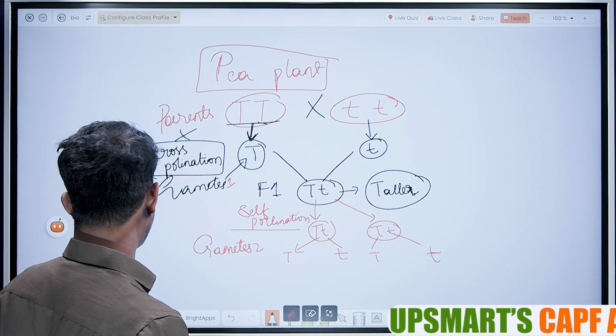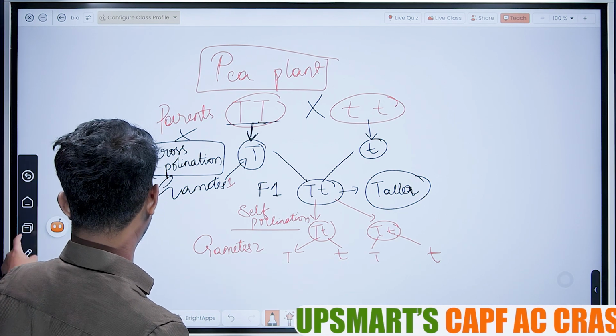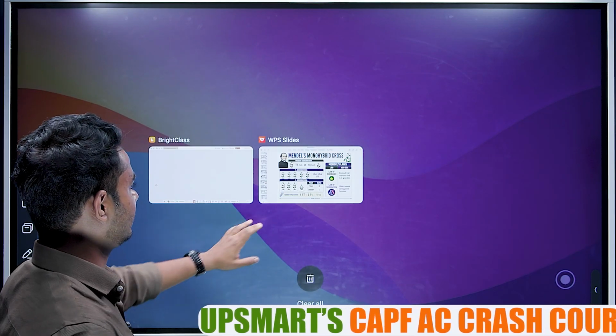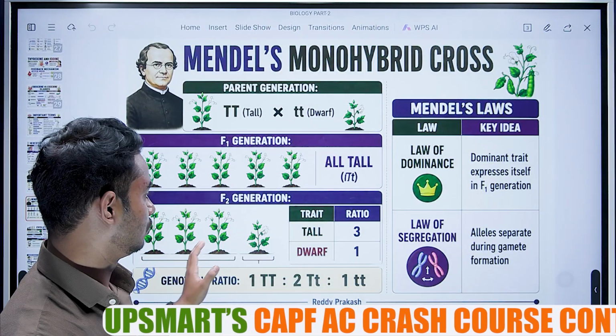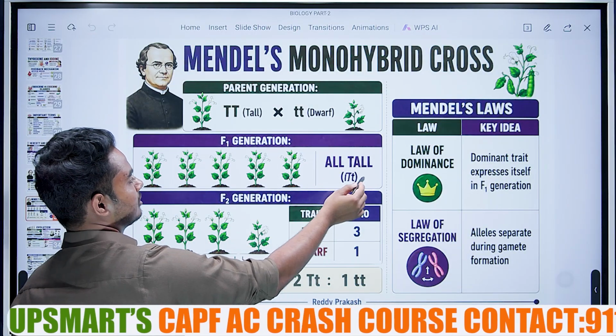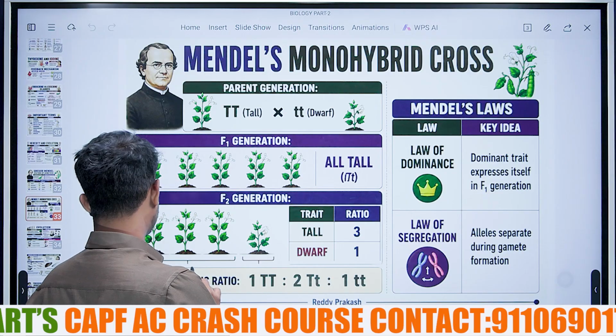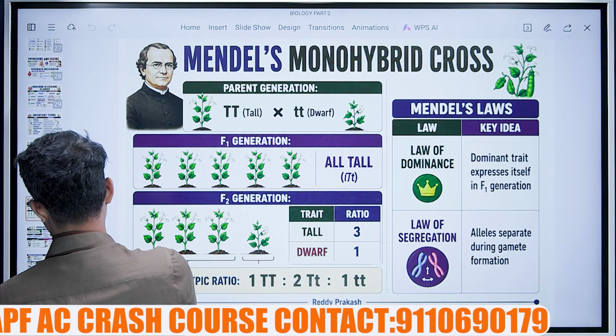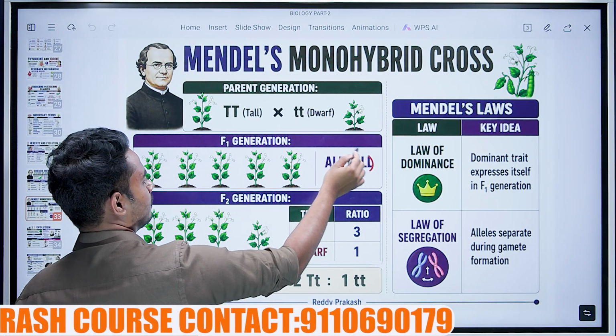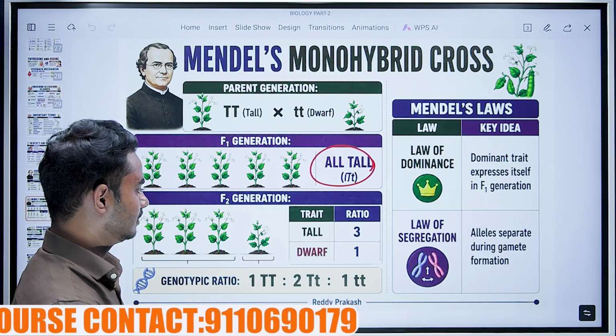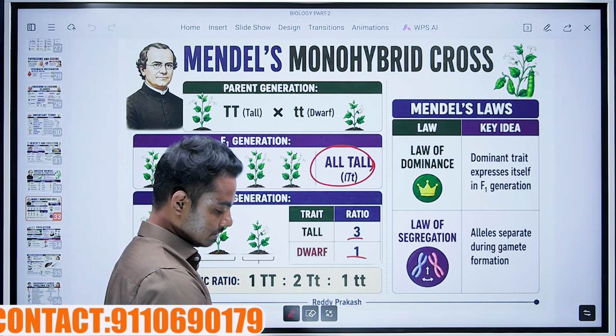You need not understand all these things like how to cross pollinate, how to self pollinate. I am just explaining how we did it. That is more than enough. So first generation everything will be taller. I told you, second generation 3 will be taller, 1 will be smaller.